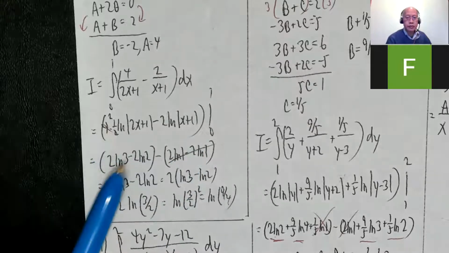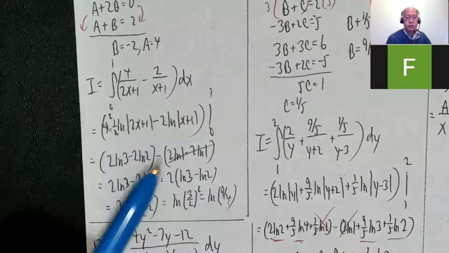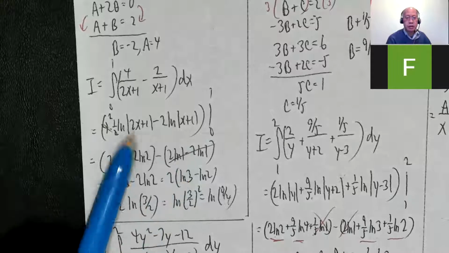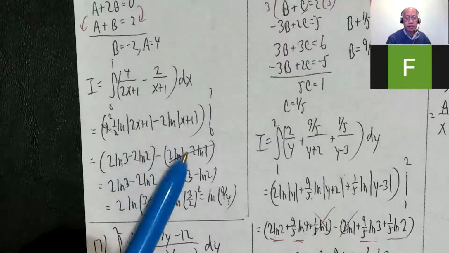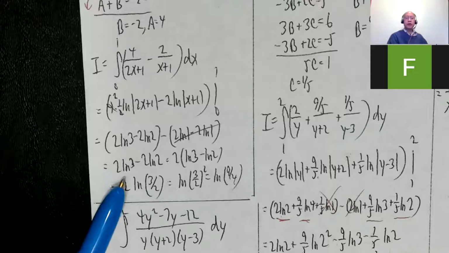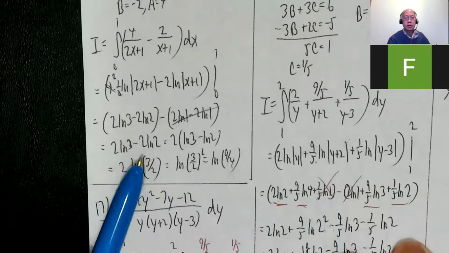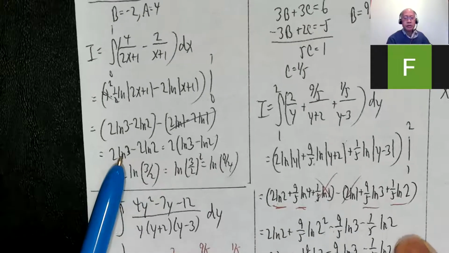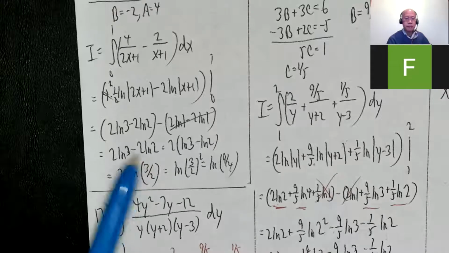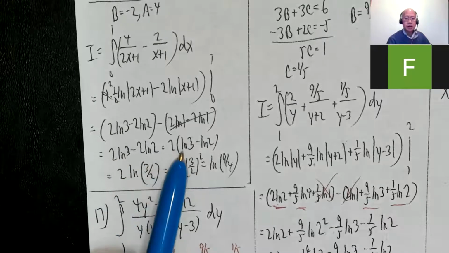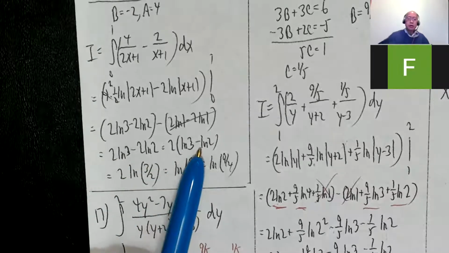Plug in 1: 2 ln 3 minus 2 ln 2, minus, in parentheses, plug in 0. This becomes ln 1, which is 0. That becomes ln 1, which is also 0. So I just have 2 ln 3 minus 2 ln 2. I'll accept this, but you could get more fancy and clean it up more. For instance, I can factor out the 2: 2 times (ln 3 minus ln 2).